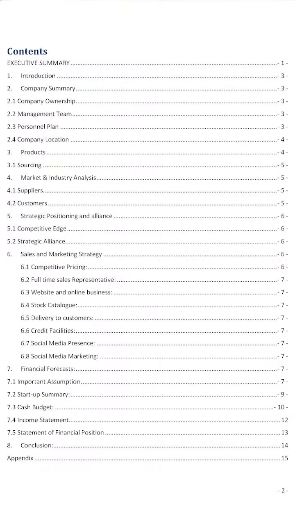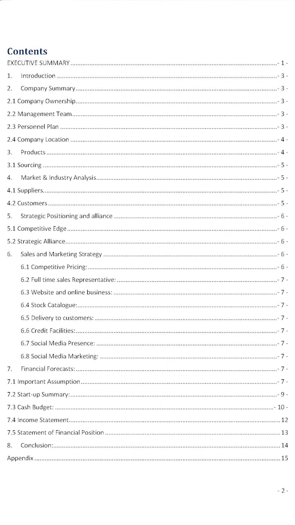So you should explain in detail, for example, what the competition in the market is, who the customers are, what their demographic and ethnicity are, for example, and how you define your customers. That must also be included. Section 5 is on strategic positioning and alliance, and the first part of that is competitive edge, and the second part is strategic alliance.